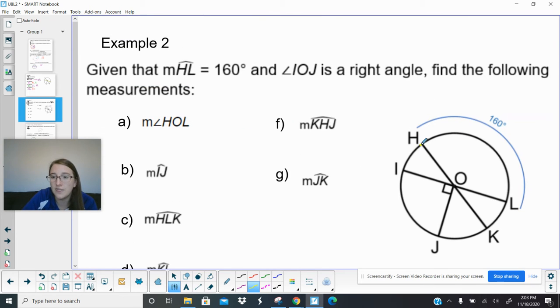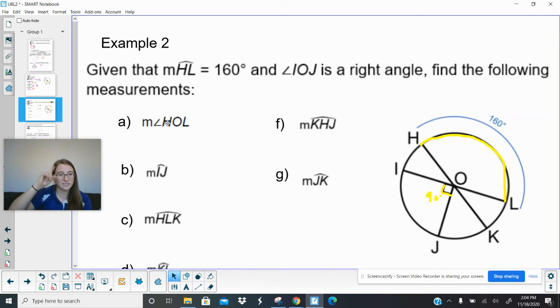So we are given that this arc measure is 160 degrees, as well as that angle IOJ is a right angle. Notice the difference in the labeling. This is the arc versus the angle that we know. It's 90 degrees. Ooh, I meant to say that. You guys know a right angle is 90 degrees. Hopefully we do. We're going to use this information to find the following measurements.